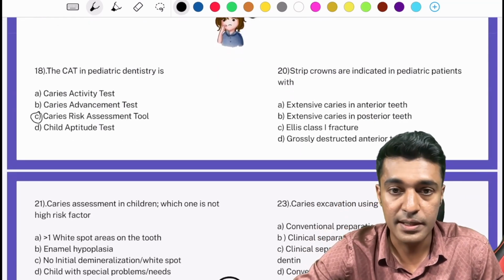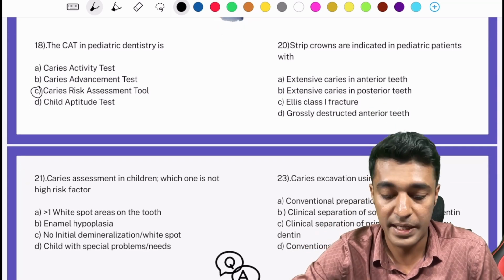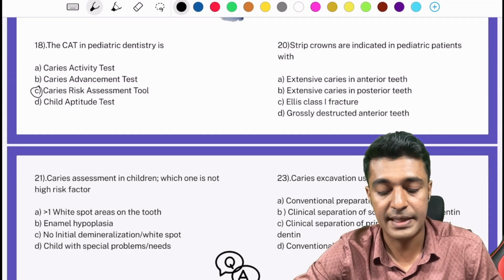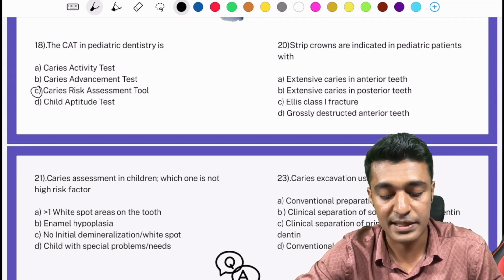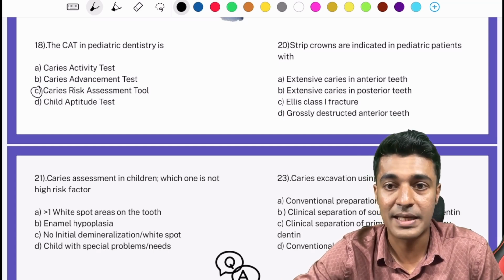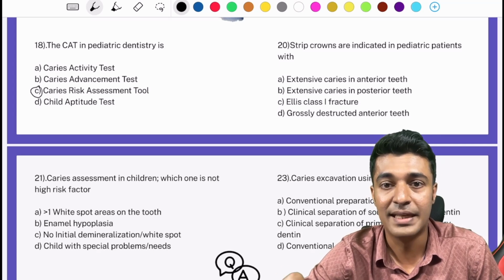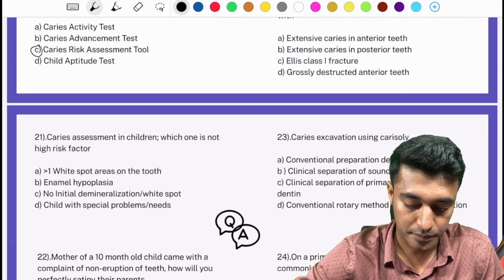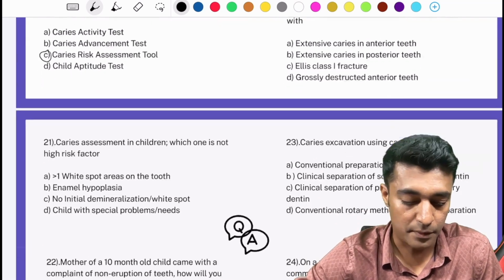Question number 20. Strip crowns are indicated in pediatric patients with extensive caries in anterior teeth, extensive caries in posterior teeth, Ellis class 1 fracture, grossly destructed anterior teeth. So strip crowns are indicated in pediatric patients with extensive caries in the anterior teeth, mainly for aesthetic purposes.